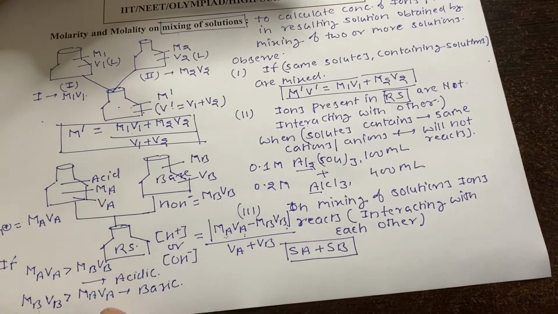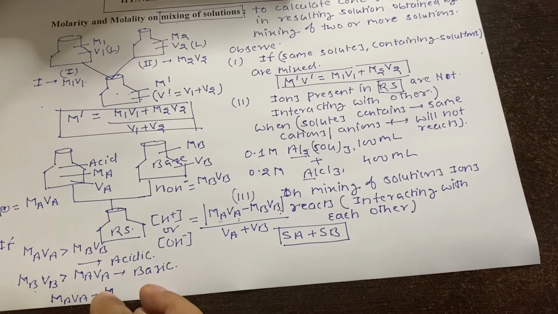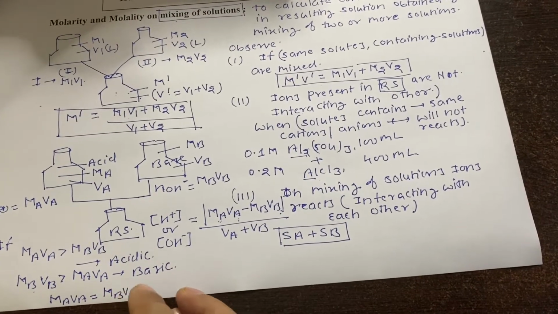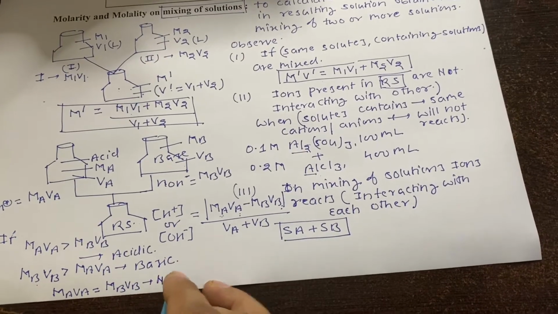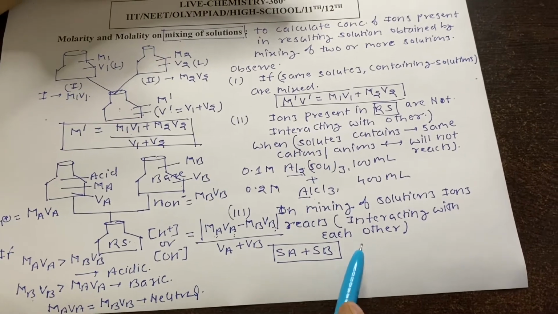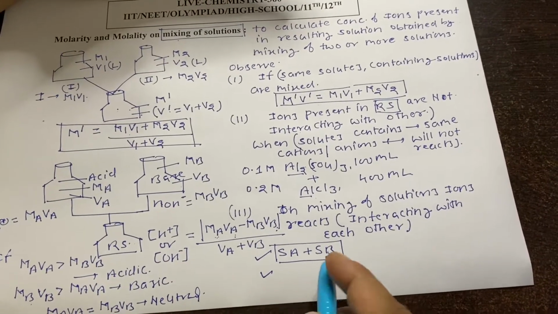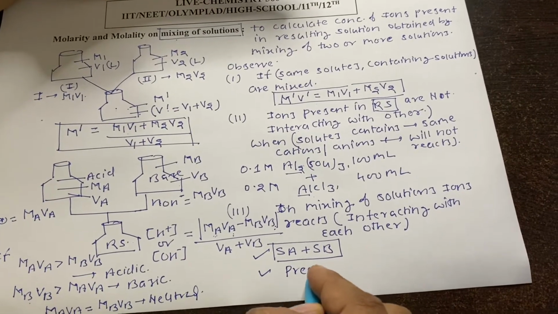And if these are equal, H plus and OH minus ion moles are equal, the solution will be neutral. Right? So in this case the ions are interacting. One more example we can take in which the ions are interacting is the precipitation reaction.